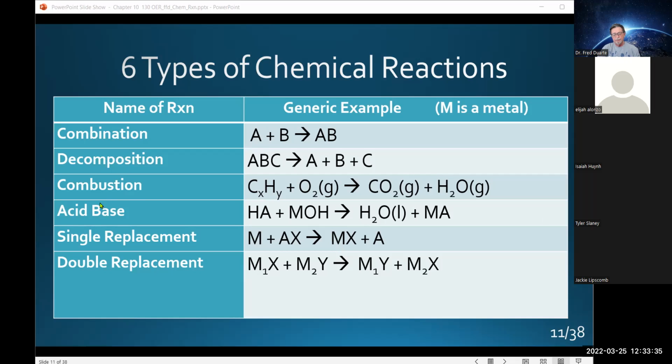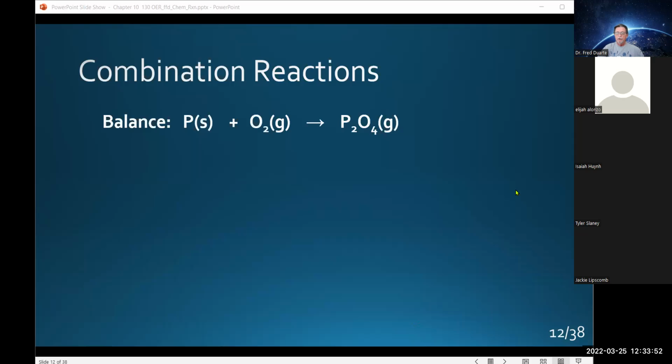For balancing the acid base, I don't know if I mentioned that. Follow the protons and the hydroxides. That would balance your waters, and again, the anions that come with them will just fall in place automatically. Okay, any questions so far?